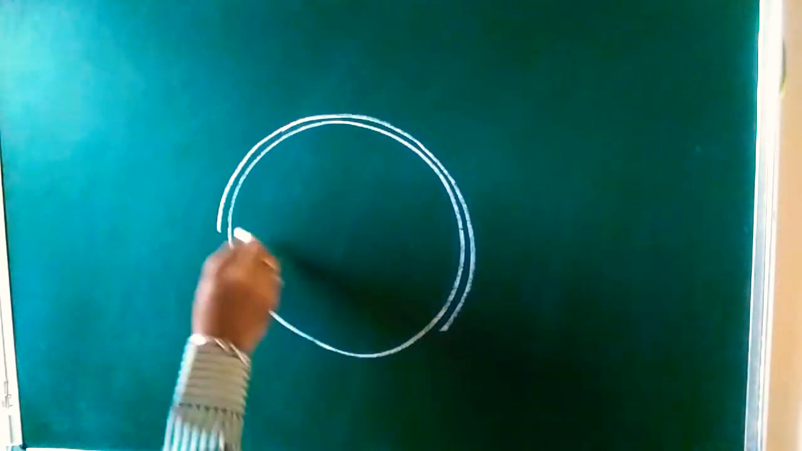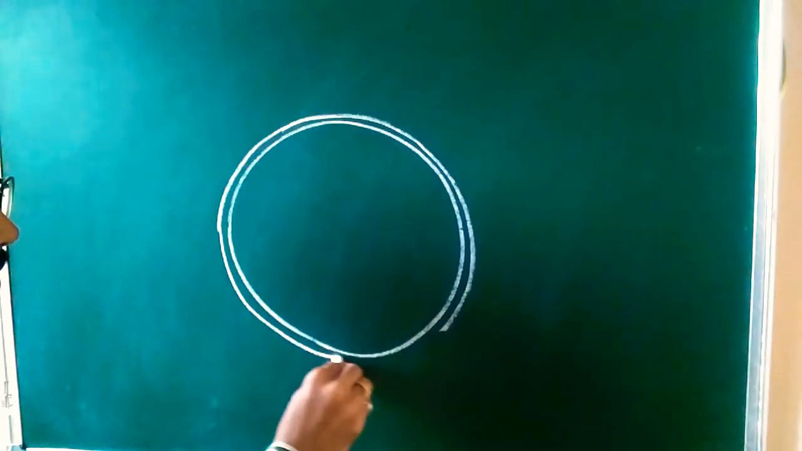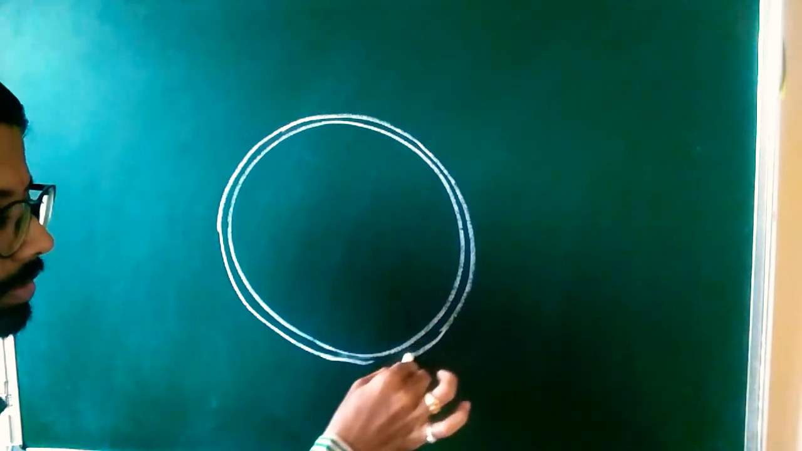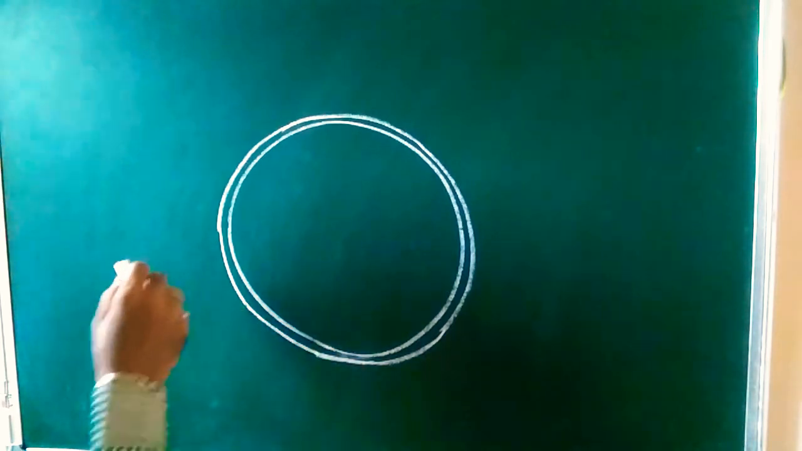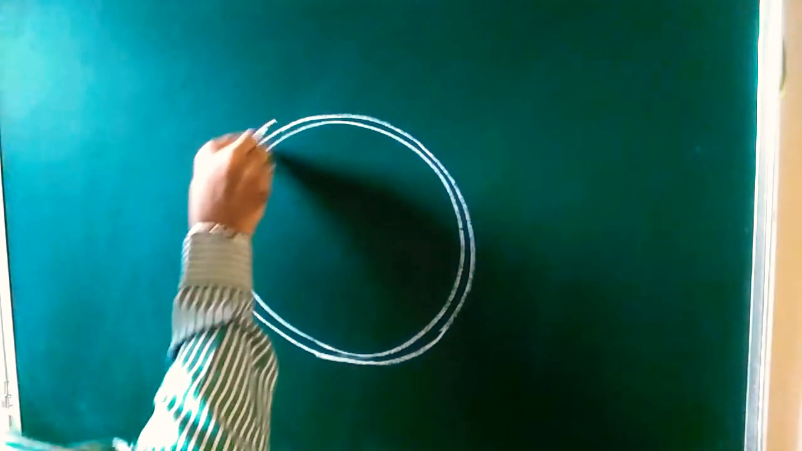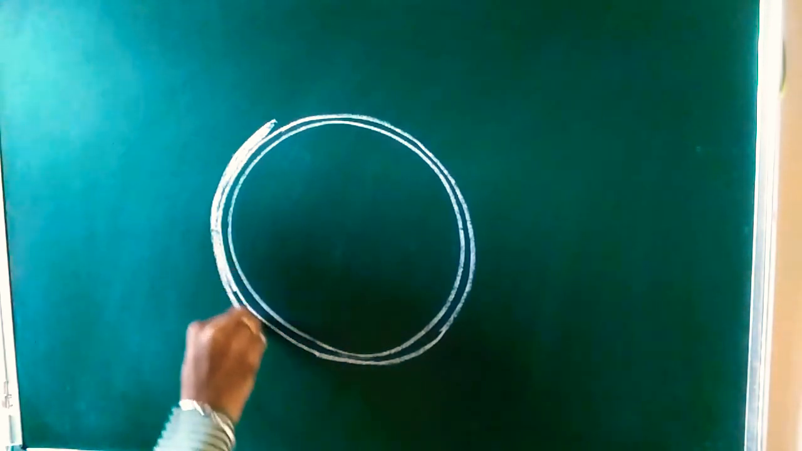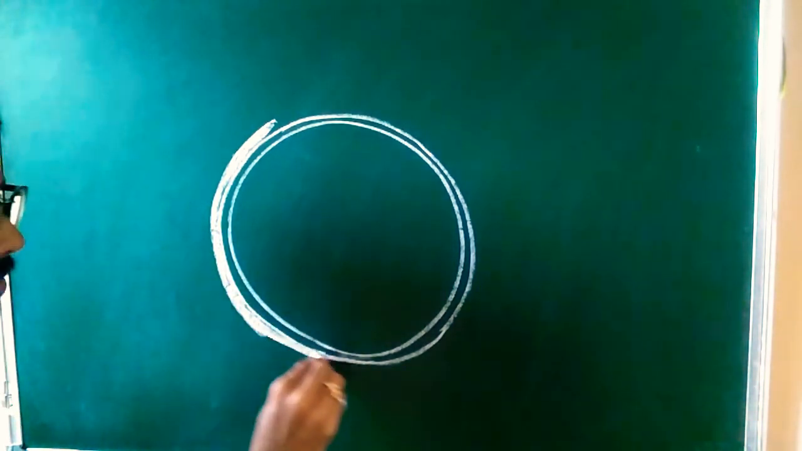You can show the perivitelline space here. Then you can also show the thick layer of the zona pellucida. Okay, so this is zona pellucida.